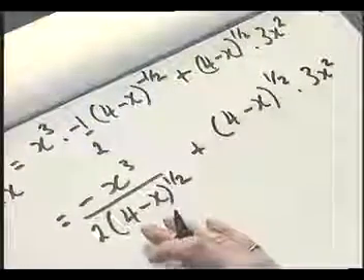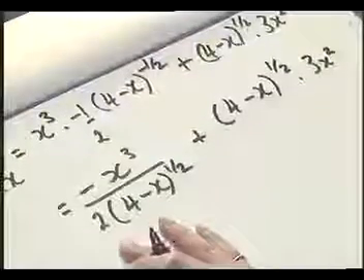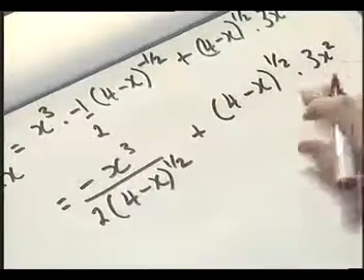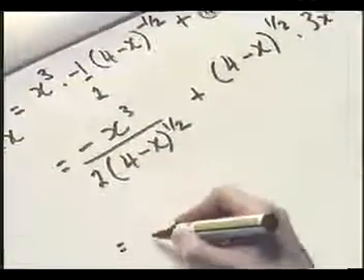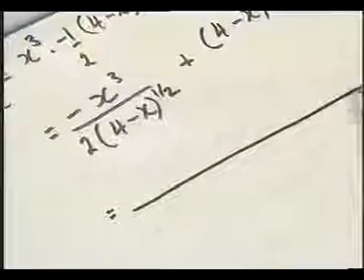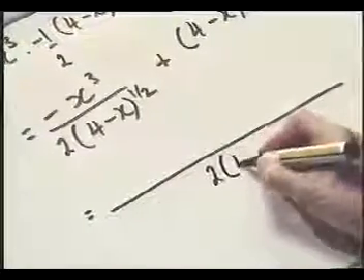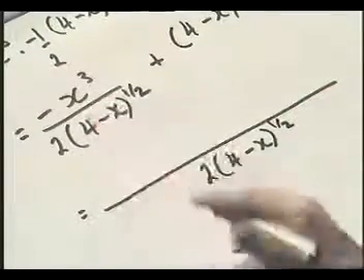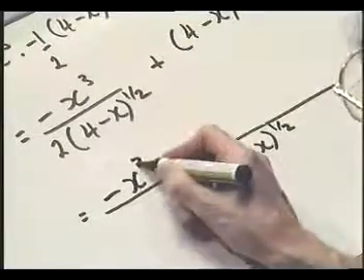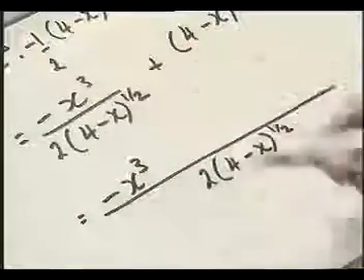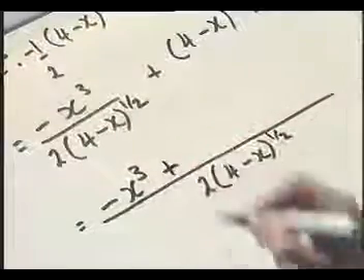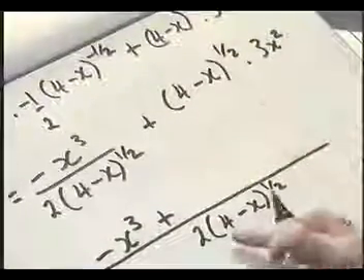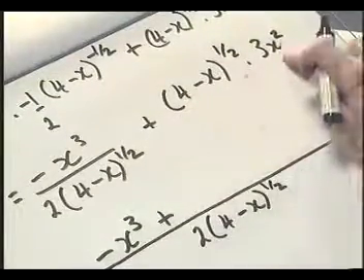And what we want to do is put everything over this denominator, 2 times 4 minus x to the half. We treat this as though it's over a denominator of 1. So our common denominator will be 2, 4 minus x to the half. This stays just the same, no problem. We haven't done anything with the denominator, so we don't do anything with the top. Plus, but this, we have multiplied a 1 here by this.